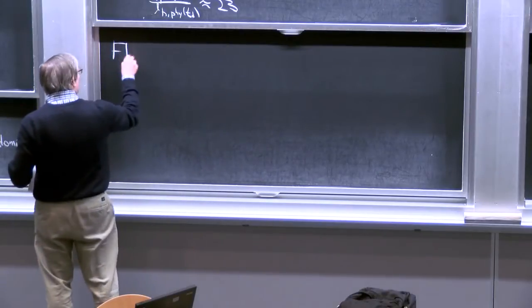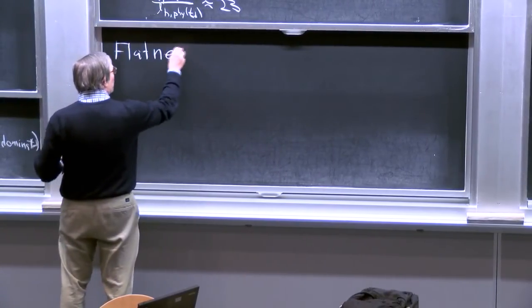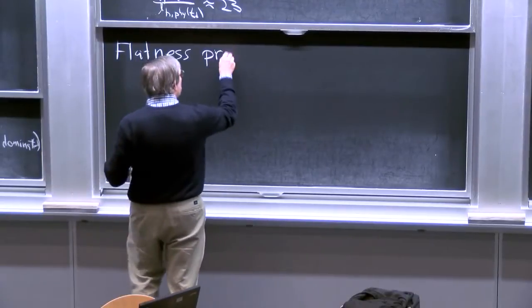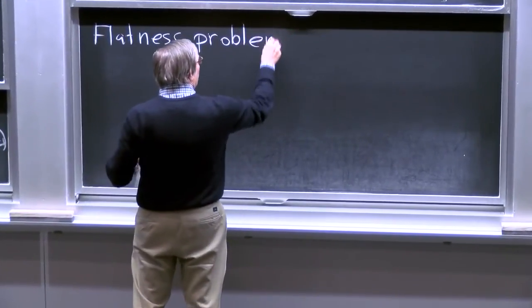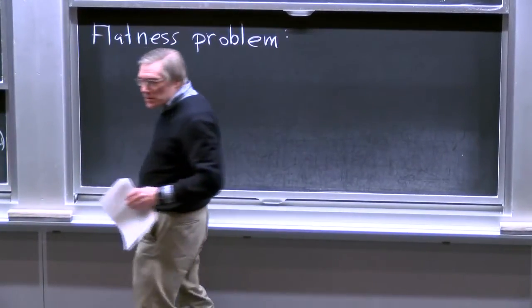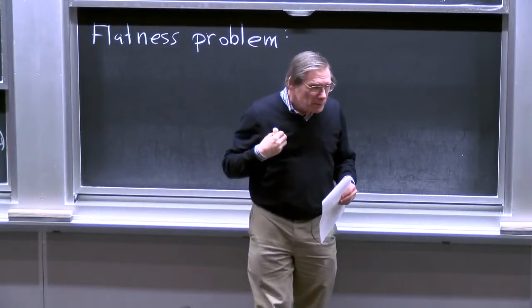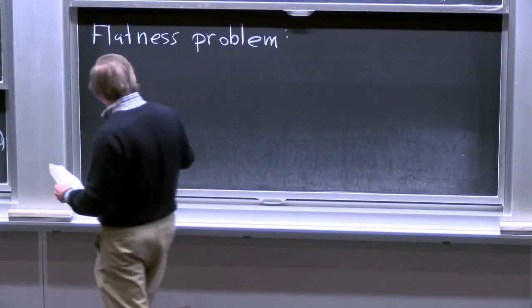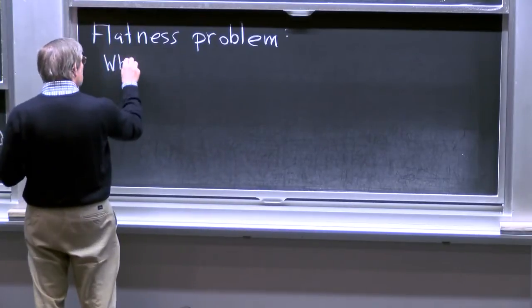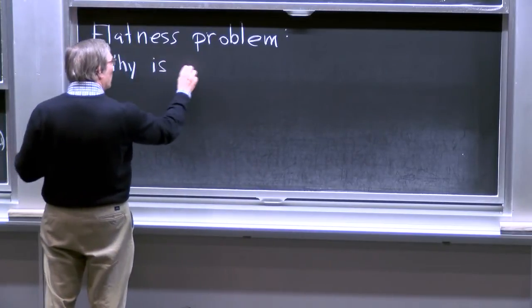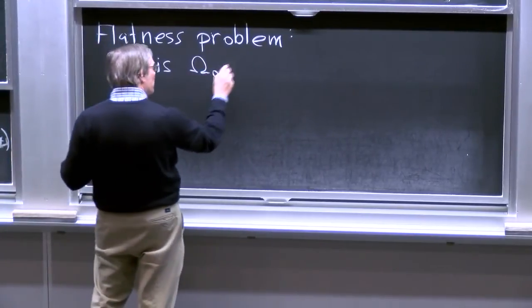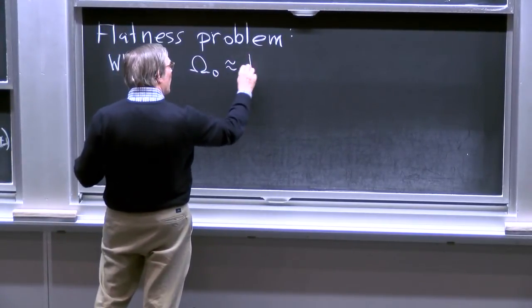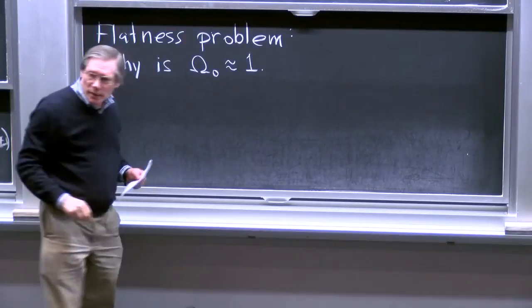So what I want to talk about here is what is called the flatness problem, where flatness is flatness in the sense of omega very near 1. And this is basically the problem of why omega today is somewhere near 1. So omega naught is the present value of omega. Why is it about equal to 1?